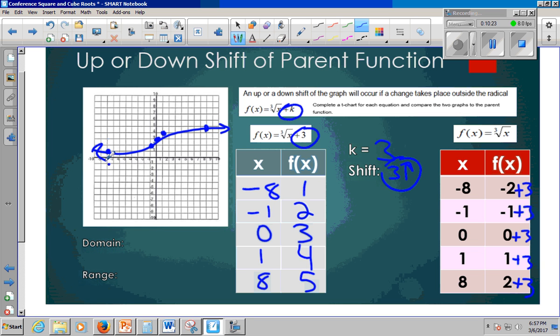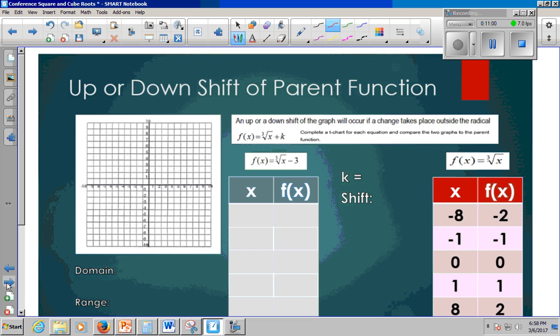Now let's make an observation. If I were to plot my parent graph, again I had the 0, 0, -1, -1, 1, 1, I had 8, 2, and I had a -8, -2. Okay? So if you look at these points, they're exactly 3 units up from each one. Now look at the domain. The domain is still negative infinity to infinity, and negative infinity to infinity for the range. So that's not going to change with any of these shifts.